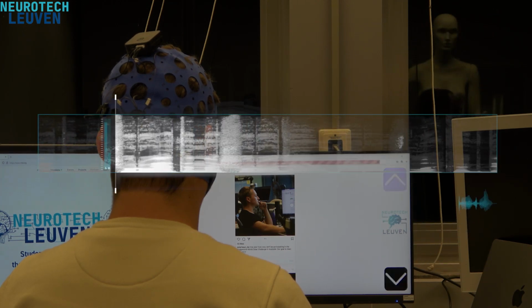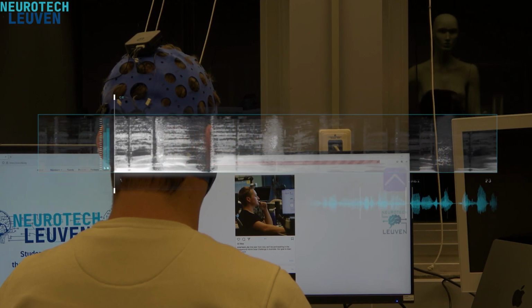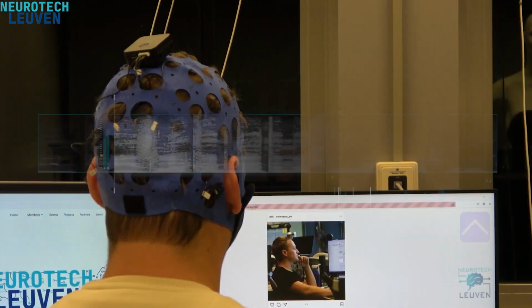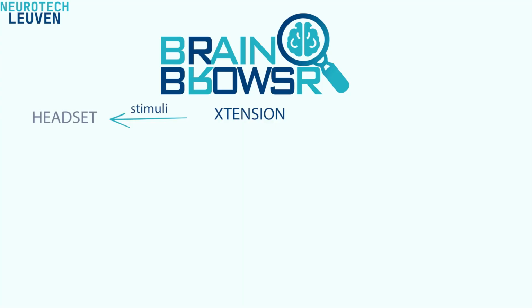The electrodes measure the electric potential of the brain at the occipital lobe. A device amplifies this signal and it is sent via Bluetooth to the computer, where it is processed by analyzer.